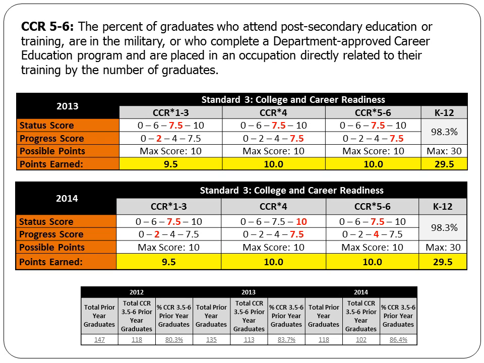At the very bottom, you can see in 2012, we were at 80.3%. In 13, we were 83.7%. And in 2014, we were able to place 86.4% of our graduating seniors into the workforce or into a career field or into college. So we scored 10 out of 10 on this area.